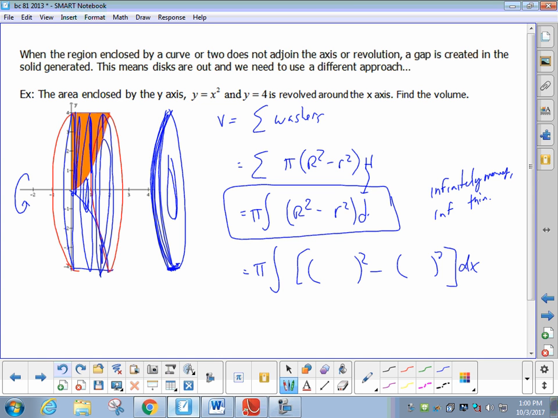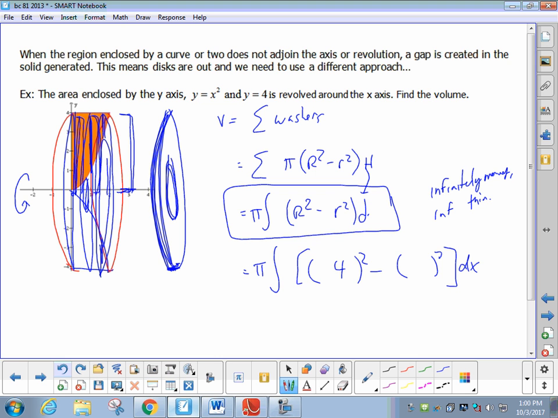Big R. On all these, look at all these slices or all these cylinders. Here's the radius. The big R is the radius for the outside part. Is the radius for the outside part always the same, or is it varying? It's always the same, so it's constant. What's the big R? 4. Okay?